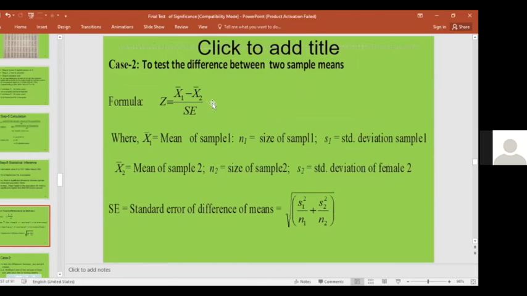Between two sample means, similar to your t-testing of two sample means: the first sample mean minus the second sample mean divided by SC. And SC is calculated by this similar formula.